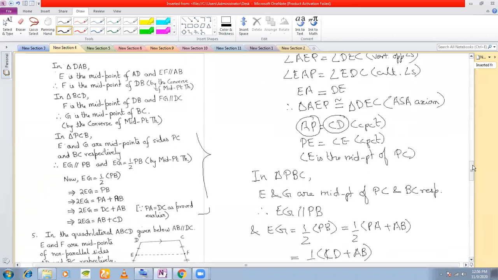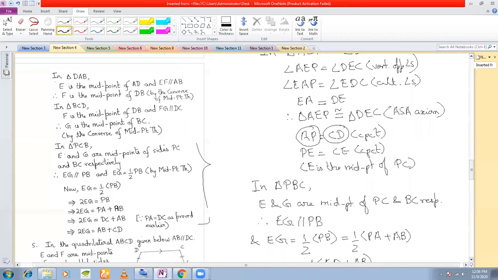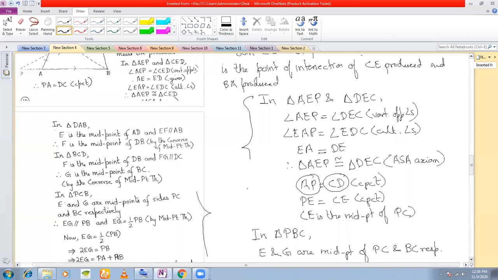Okay. I seem to have skipped the congruency part here. So please do this congruency part. That was my mistake while making the notes.